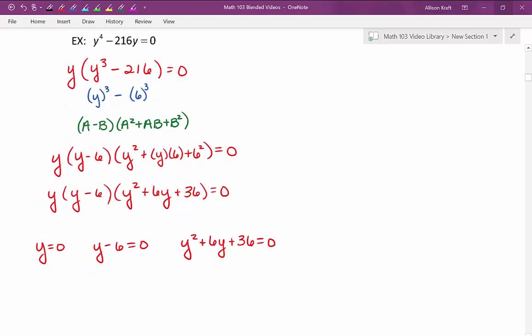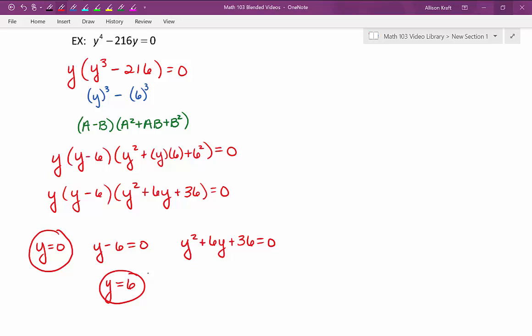Our first equation, y equals 0. y is already solved. That's our first solution. Our next equation is linear, so we'll just add 6 to both sides. Our second solution is y equals 6. Our third equation is quadratic. Well, we already tried factoring it, and that didn't work. So now we need to move on to one of our other techniques.